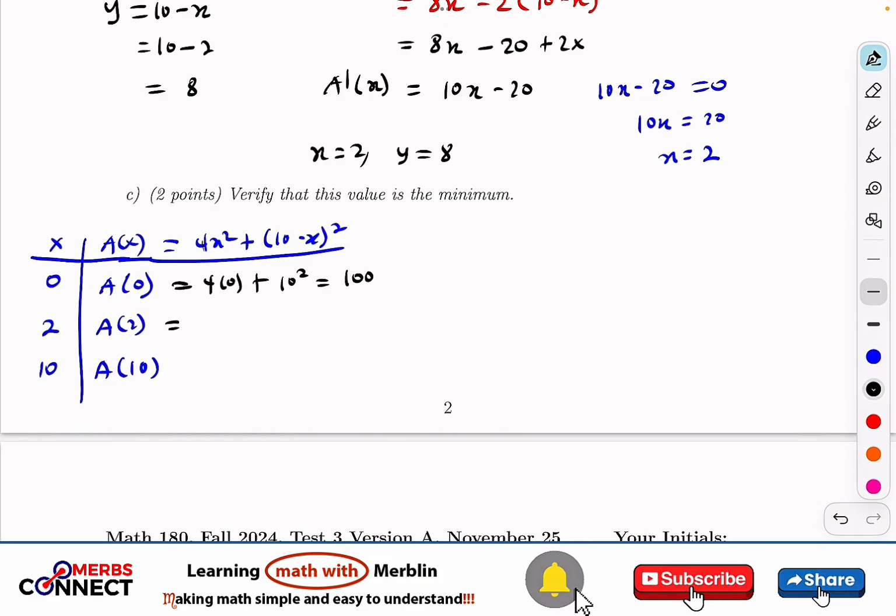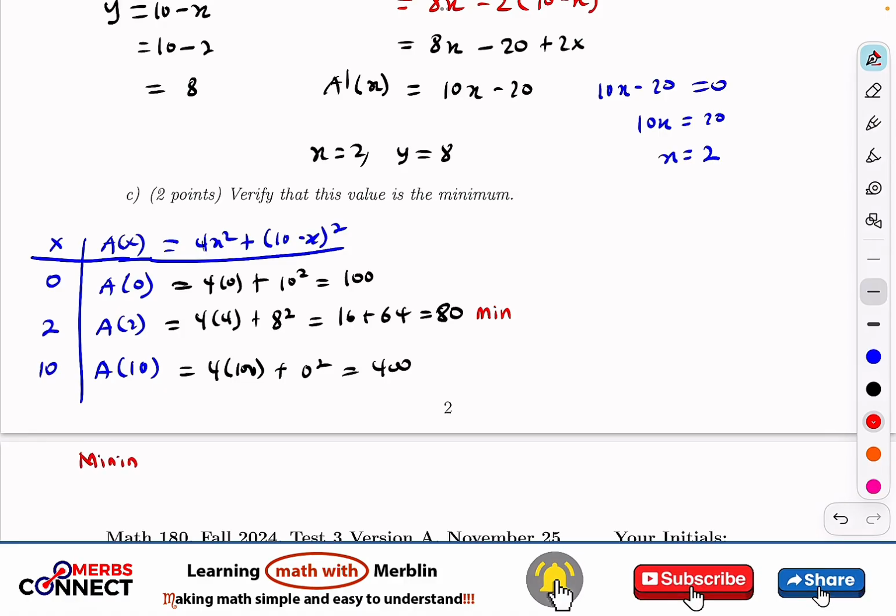Plug in 2, this is going to be 4 times 4, because 2 squared is 4, plus 8 squared, so 16 plus 64, which is equal to 80. And then plug in 10, this is going to be 4 times 100 plus 0 squared, which is equal to 400. So we can see that the minimum is basically here. So here we can conclude that the minimum occurs at x is equal to 2, right?